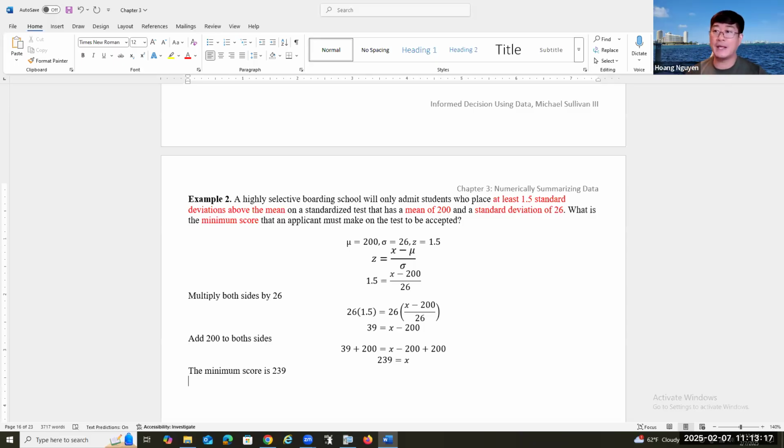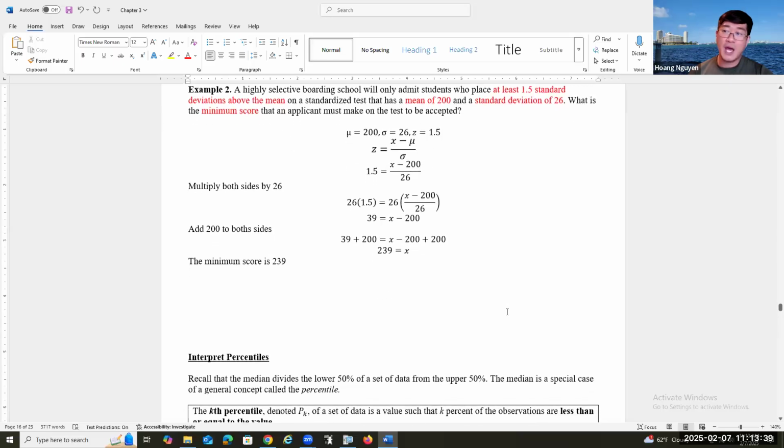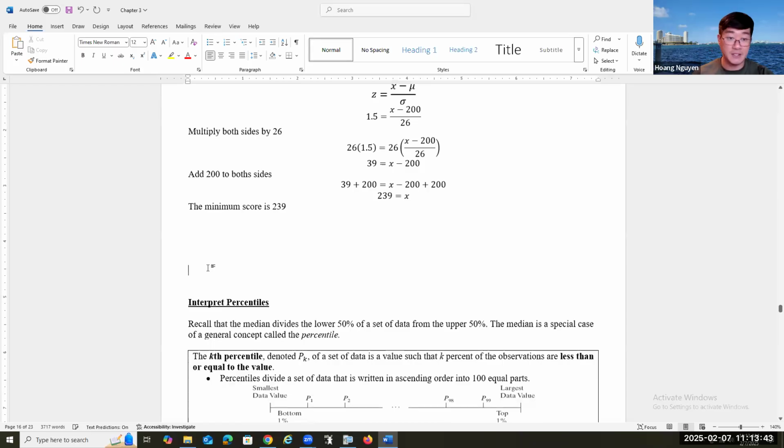So this is another application of the z-score. Once again, the z-score shows how many standard deviations a data value is above or below the mean. This is one of the ways that we can show the relative position, the z-score, right? We also have another option to show relative position, which is the percentile.